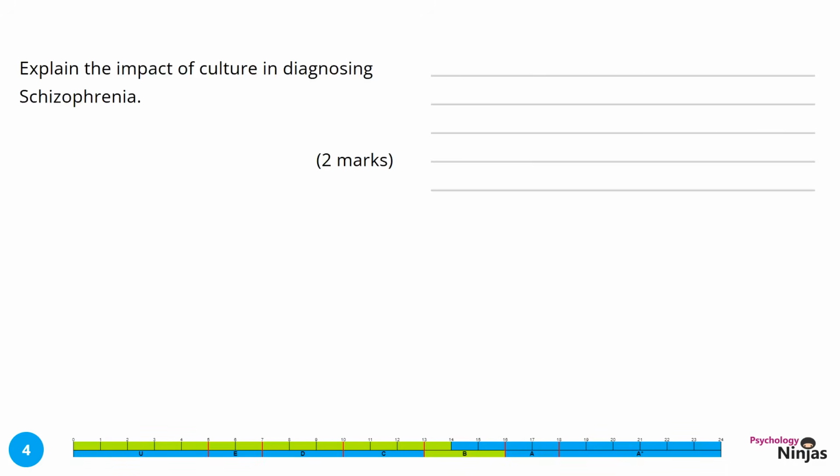Explain the impact of culture in diagnosing schizophrenia. 2 marks. Here we have the command word explain, which means we need to give a detailed description. The focus of this question is culture and diagnosis, and so both of our AO1 marks need to focus on how culture might change who or how often schizophrenia is diagnosed. Let's break down an answer.